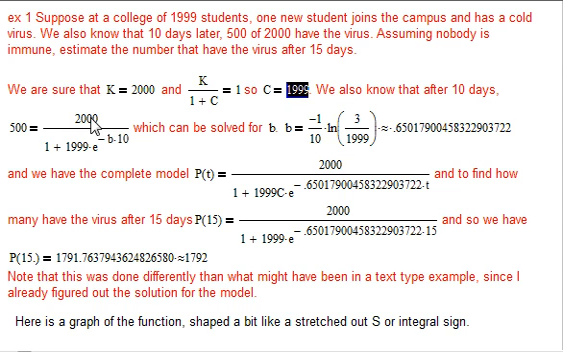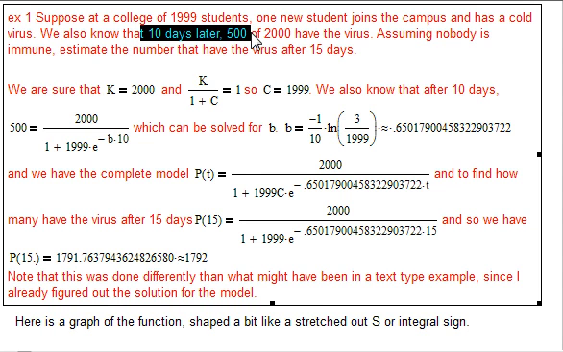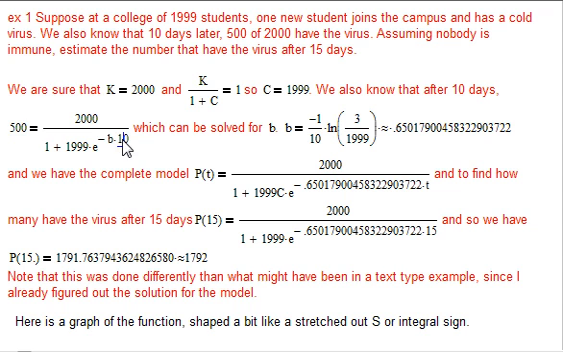So we've got this parameter all figured out. The only one we don't have is the B. But we know after 10 days, 500 people have the virus. So 500 goes in for the P, population of people that have the virus. And 10 goes in for the T. See, this is kind of like an initial condition. 10 days later, 500 people have the virus, so that's an initial condition. 500 goes here, 10 goes here.